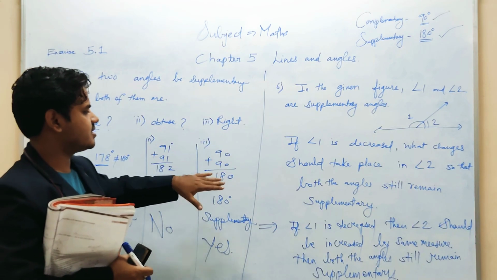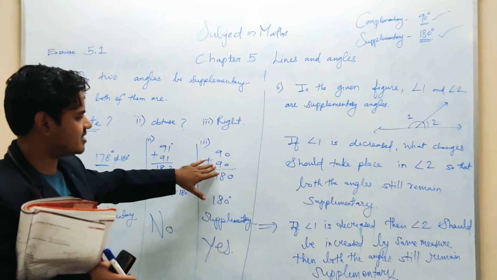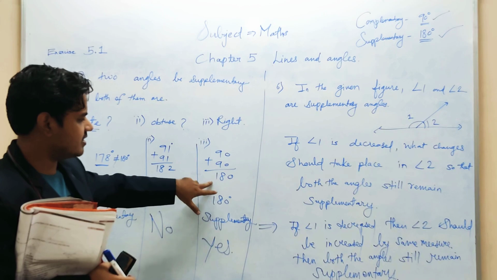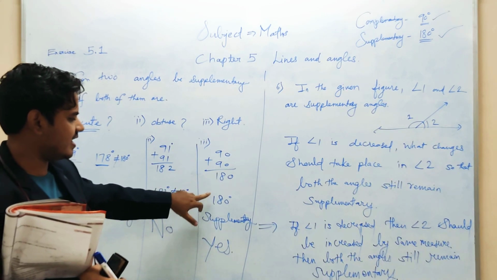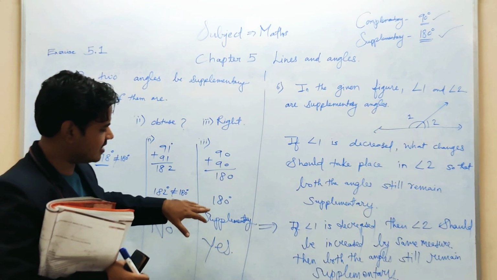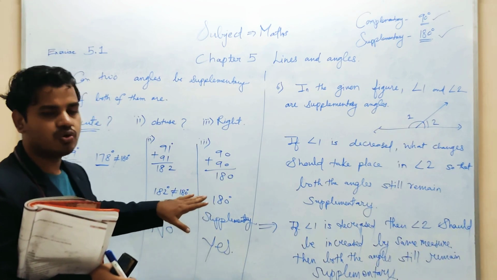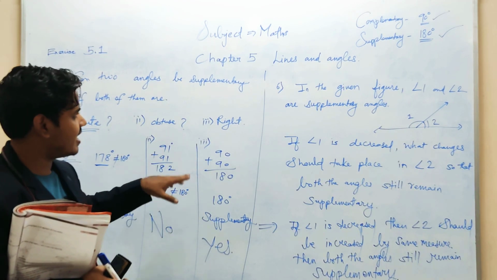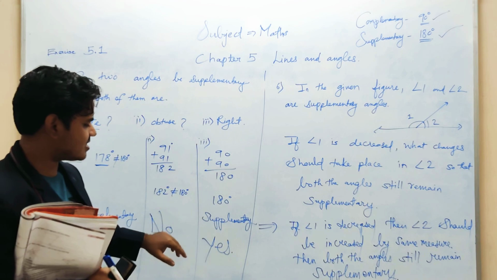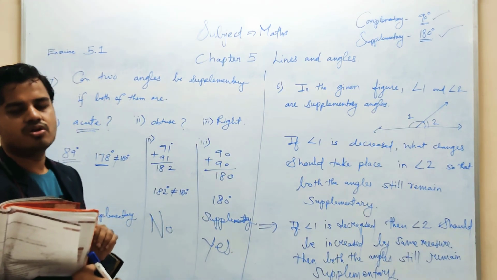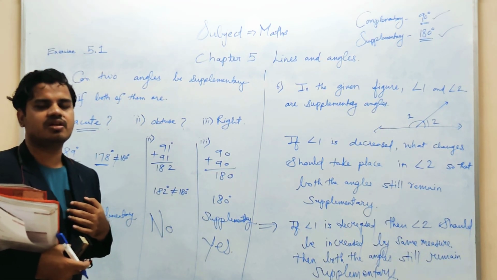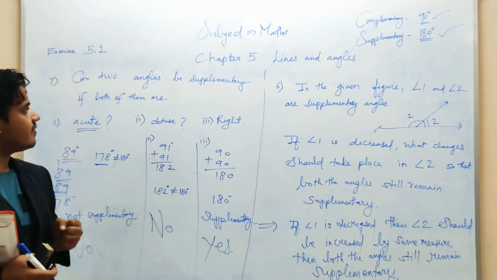And if the two angles are 90 degrees, that is 90 plus 90, if we add this together, the sum comes to 180 degrees. Therefore we can say that yes, if two angles are right angles, then those two angles are supplementary angles. So here we have finished for today.